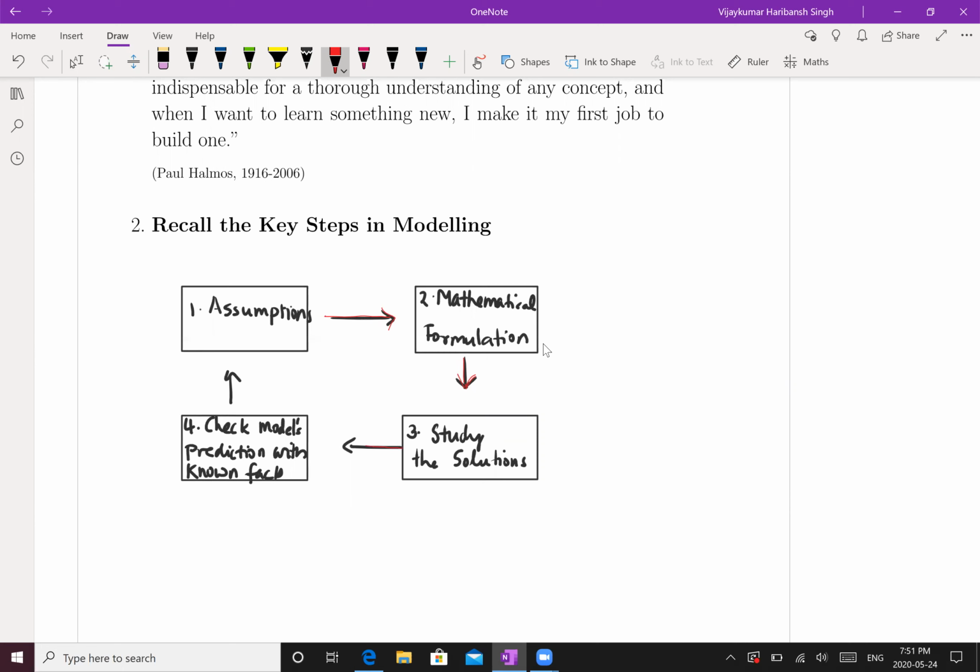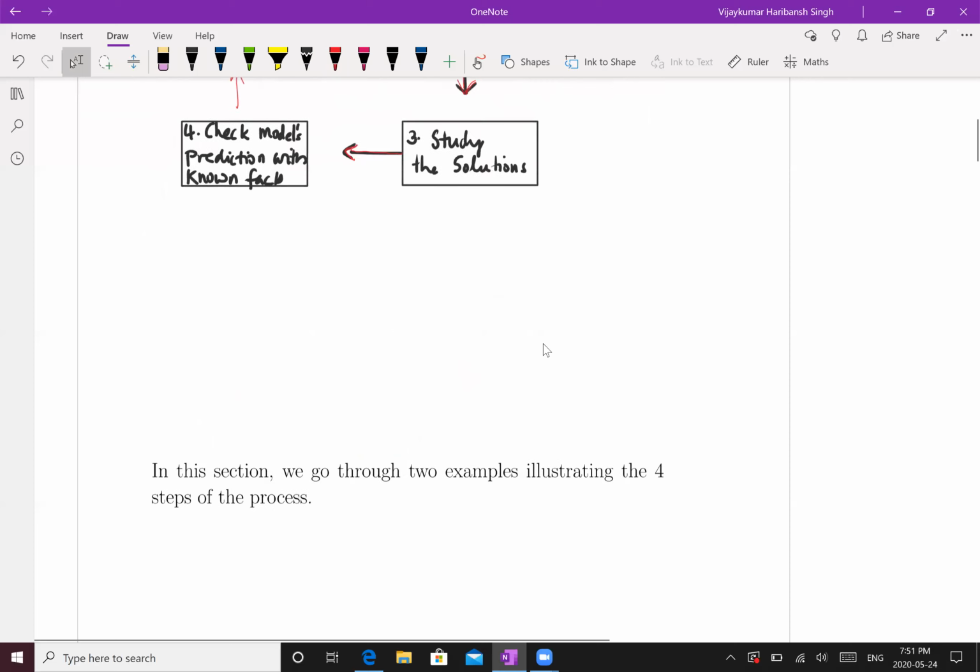And then after you get the solutions, you check whether the solution matches the model's prediction with known facts. And if it doesn't, then it should give you a new set of assumptions, or it should modify your existing assumptions. So let's go through two examples trying to illustrate this mathematical modeling process.